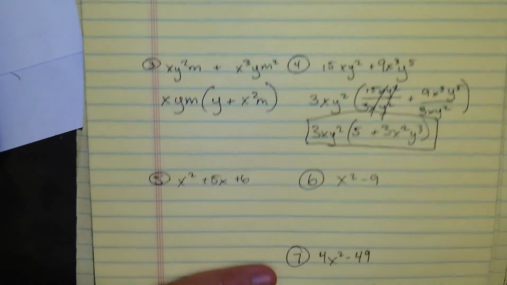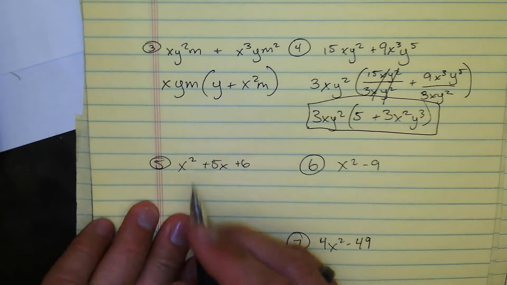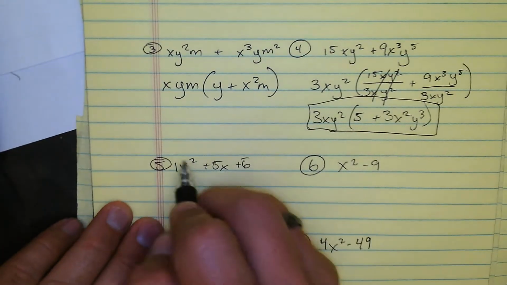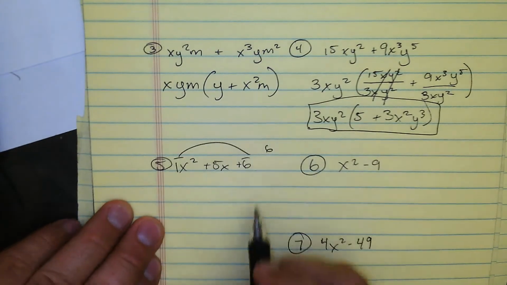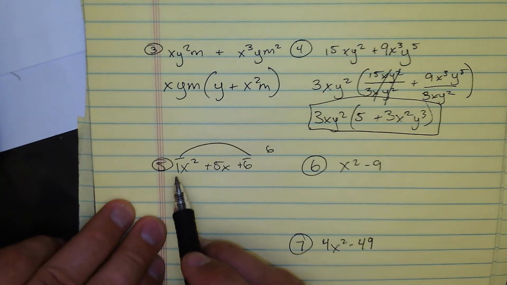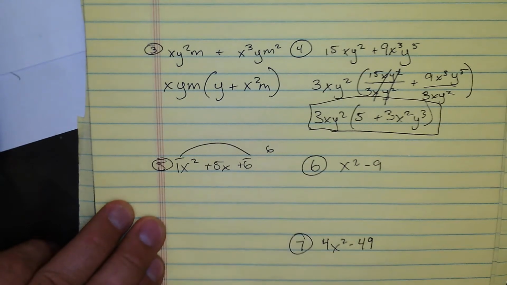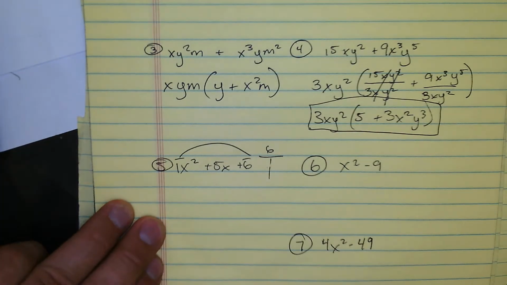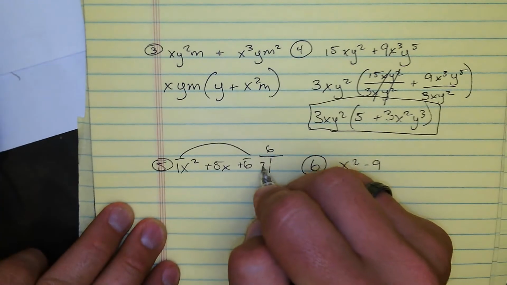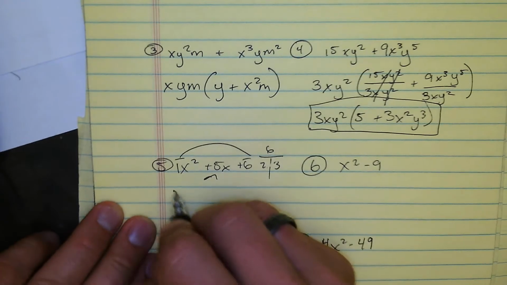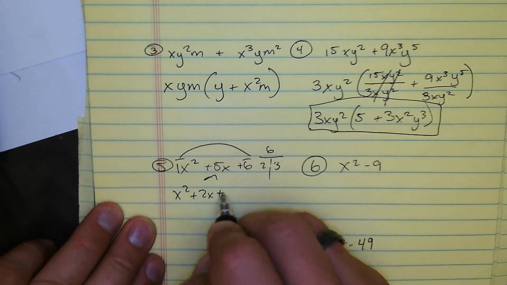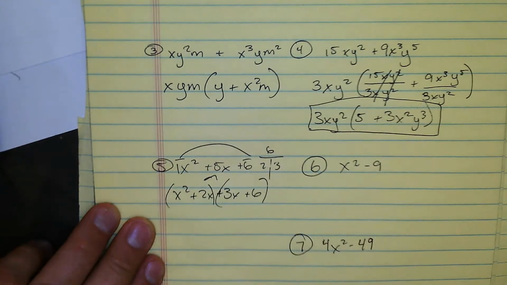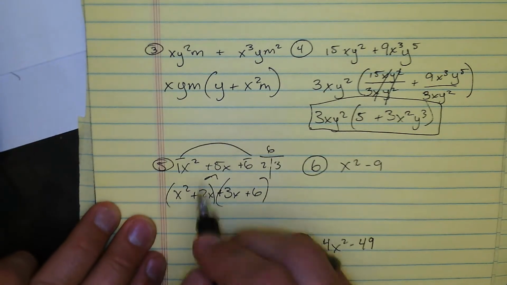Now number 5 is another factor by grouping problem, but the leading coefficient is a 1. Okay? If I wanted to, I can multiply the 1 and the 6 together and get 6. Or because I know this is an easy problem and the leading coefficient is a 1, I can just find factors of the 6 that add to 5. Looking at it, I see 2 and 3. So I got x squared plus 2x plus 3x plus 6. And then I'll go through the factor by grouping process.